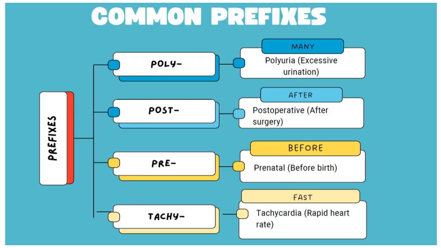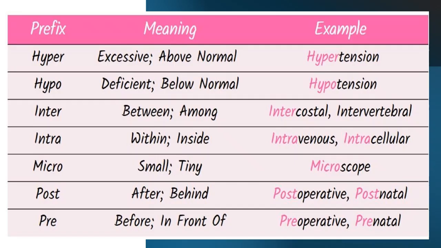Pre also means before, not peri. Peri means around. Pre means before. Prenatal, before birth. Preoperative, before operation or surgery. Tachy means fast, like tachycardia. And these are other examples of prefixes. Some of them are repeated, so we'll take the new one. Micro means small or tiny, like in microscope. We took all these terms before.